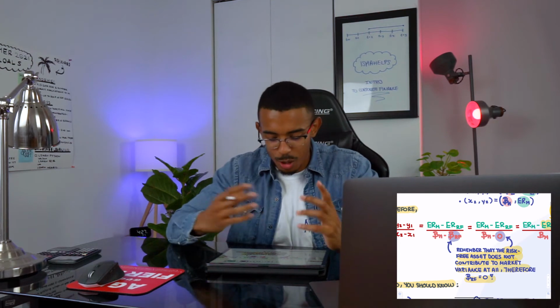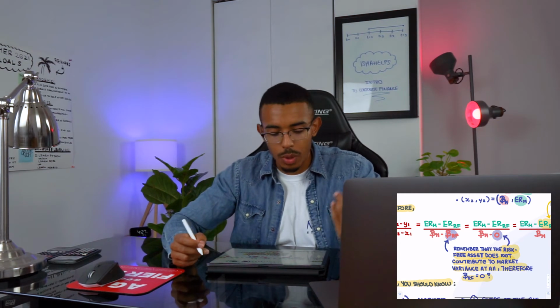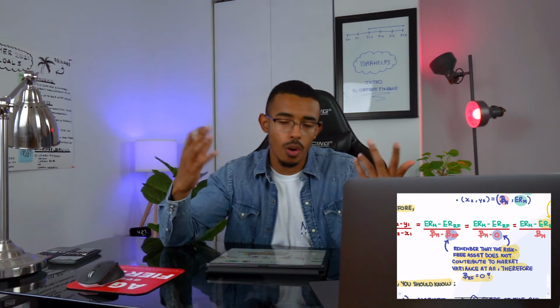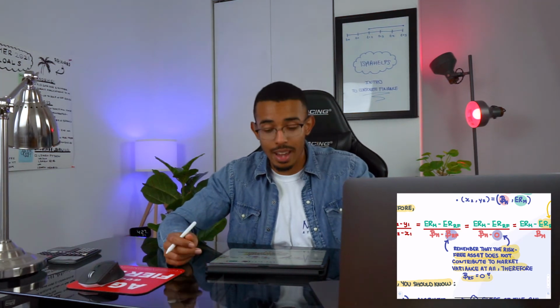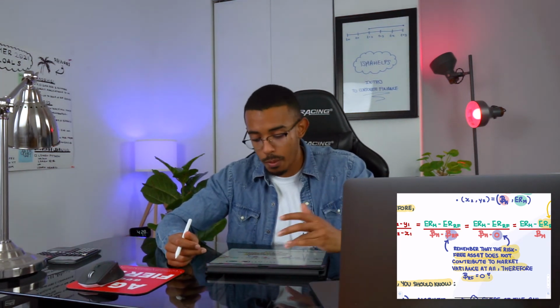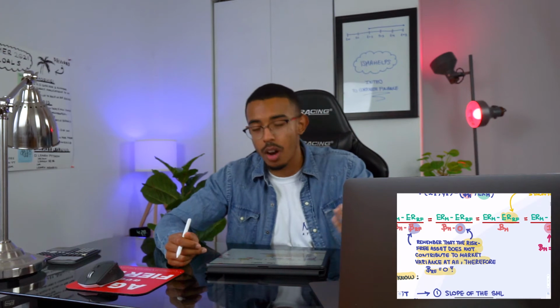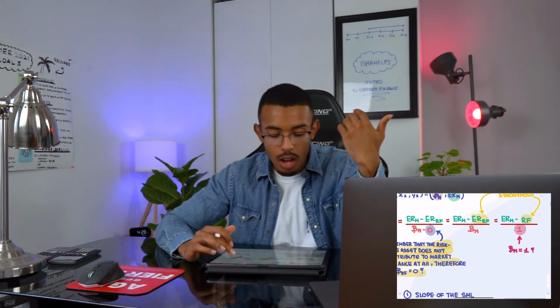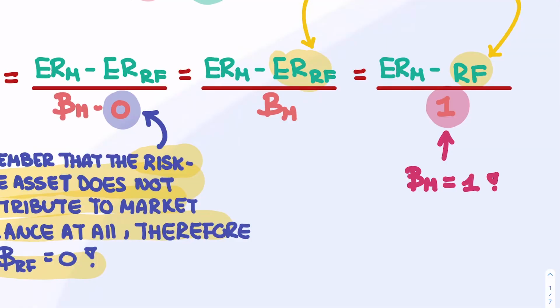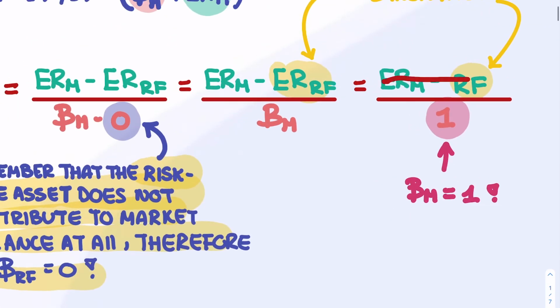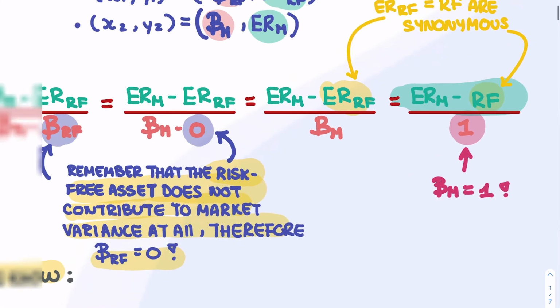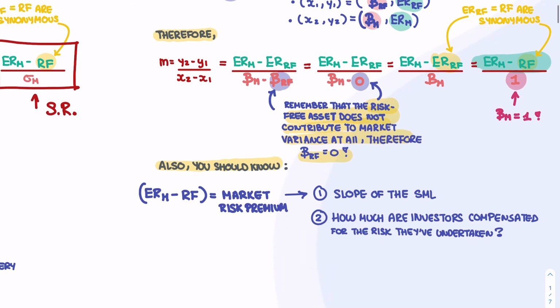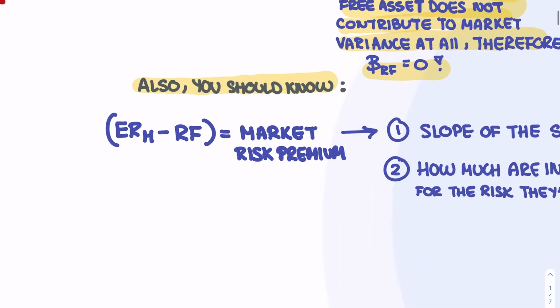If you look at our little proof here, you see that we have ERM minus ER, or just RF, over BM, so beta M, minus the beta of the risk-free rate. But because we know that the beta of the risk-free rate is equal to 0, and because we know that the beta of the market is equal to 1, all that is left for us is ERM minus RF. And for that reason, it becomes painfully obvious that our slope is equal to this.